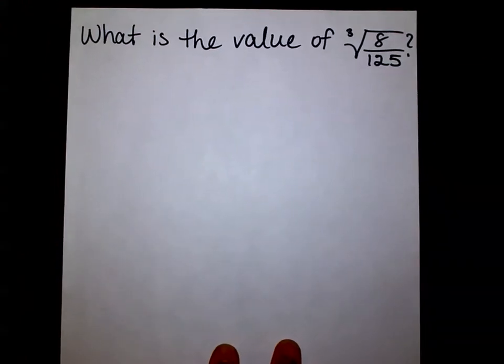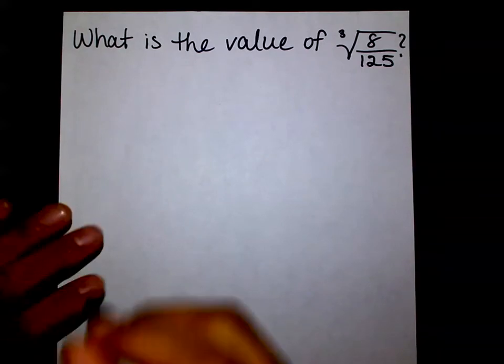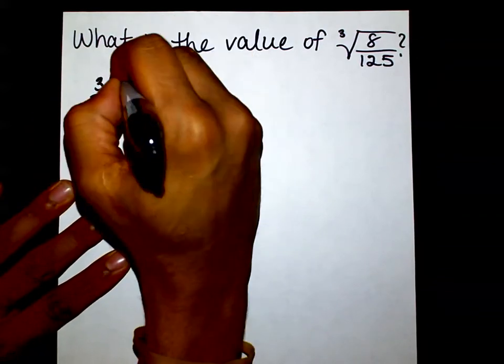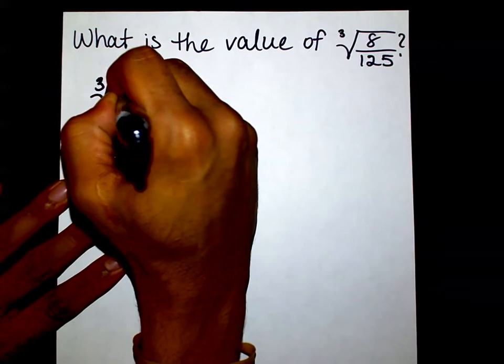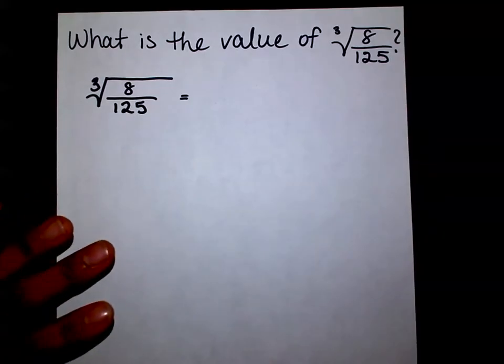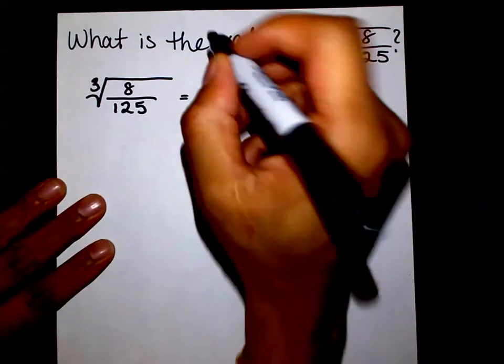Next up we have, what is the value of the cube root of 8 divided by 125? This one is going to be something similar to the last one. I'm going to first start off by rewriting my problem. Cube root of 8 divided by 125. And once again, I can break this down into the cube root of 8 divided by the cube root of 125.